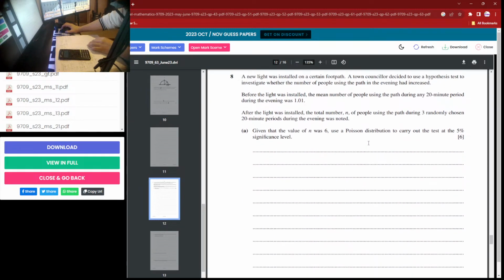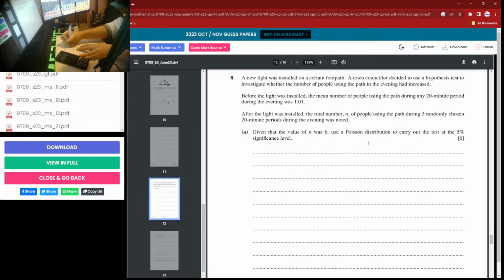Okay, moving on to 8A. A new light was installed on a certain footpath. The town council decided to use a hypothesis test to investigate whether the number before the light was installed, the mean number of people using the path during any 20-minute period during the evening was 1.01. After the light was installed, the number n of people using the path during 3 randomly chosen 20-minute periods during the evening was noted. Given that the value of n was 6, use a Poisson to carry out the test at the 5% significance level.